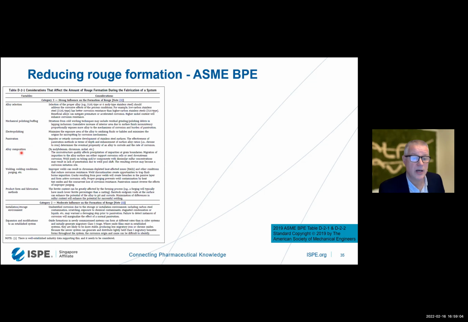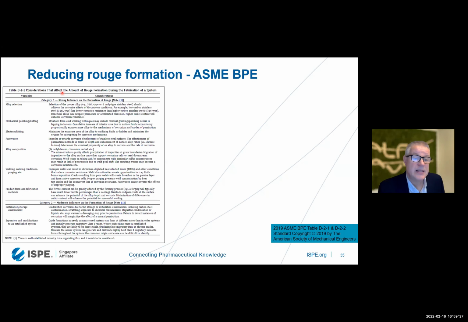They look at the alloy composition, and here it's not only about the nickel content, they talk about the importance of molybdenum and chromium and nickel. And they talk about the welding concerns that I also mentioned about the sulfur content and the heat affected zone. And they also talk about product form and fabrication methods. And here they mainly talk about the difference if it's cast stainless steel or wrought or machined from a bar.